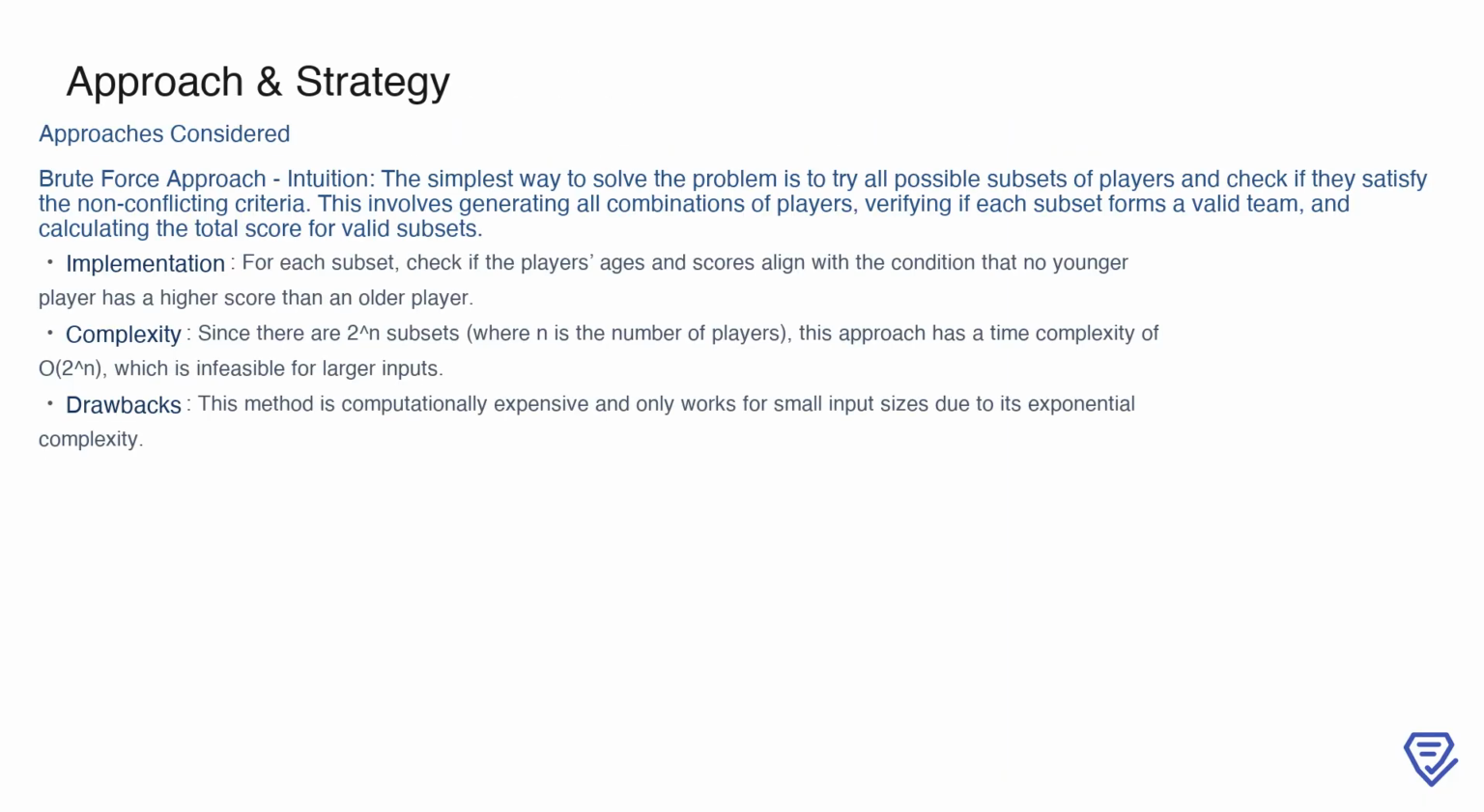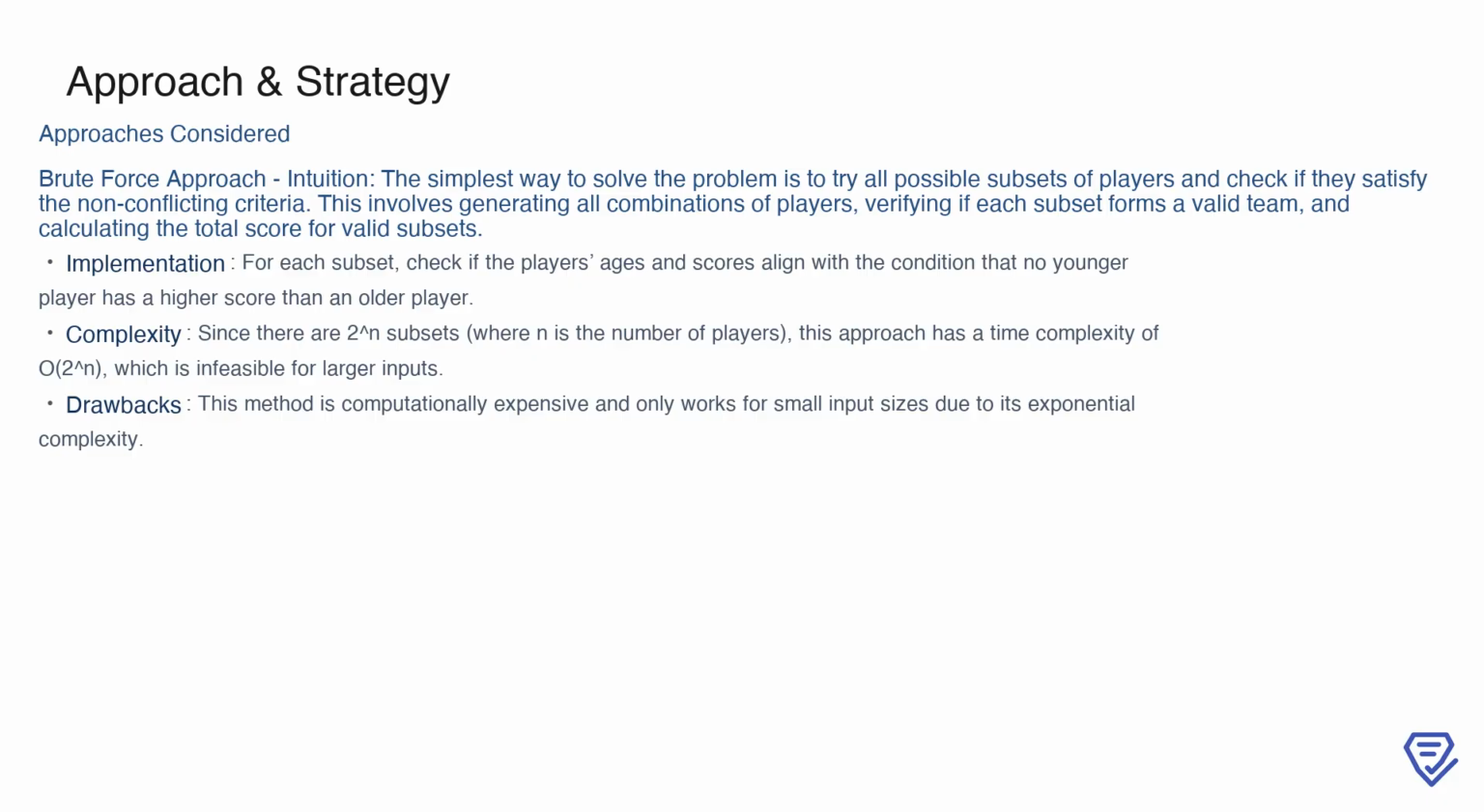To tackle this problem, the brute force approach is the most intuitive starting point. The idea here is to explore all possible subsets of players and assess each one to see if it forms a valid team. A team is considered valid if it satisfies the condition that no younger player has a higher score than an older player. If a subset meets this condition, we then calculate its total score to determine the best possible team.